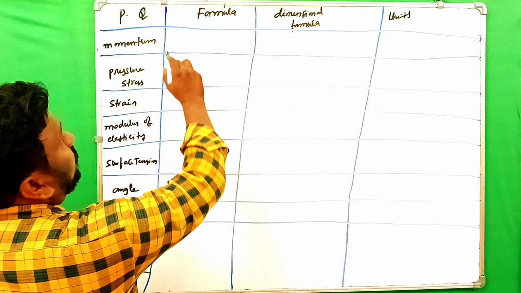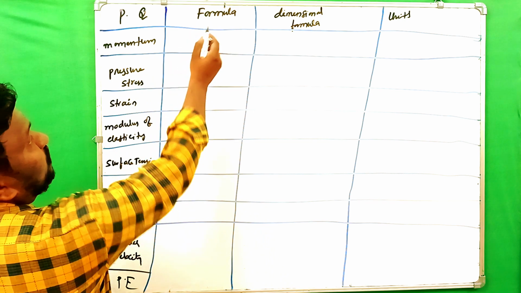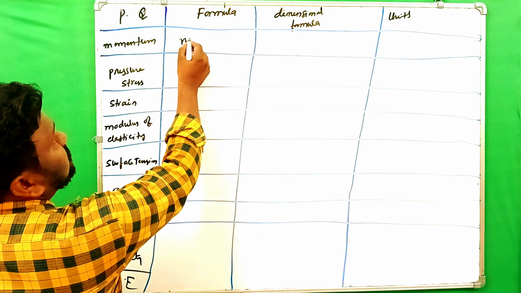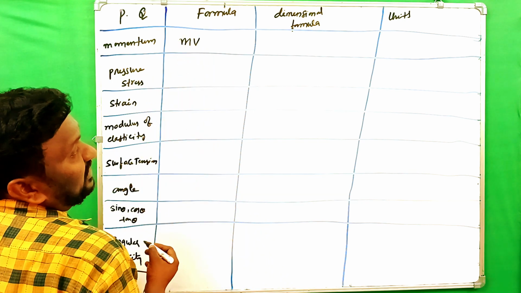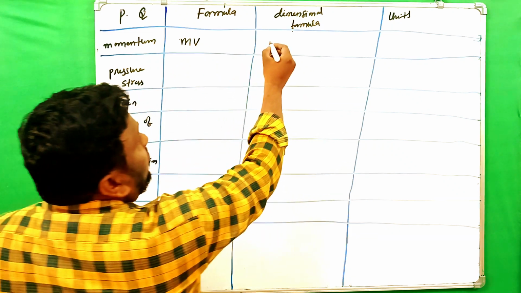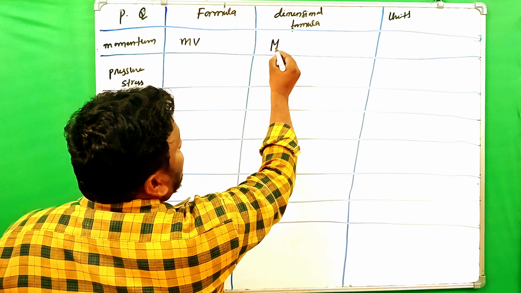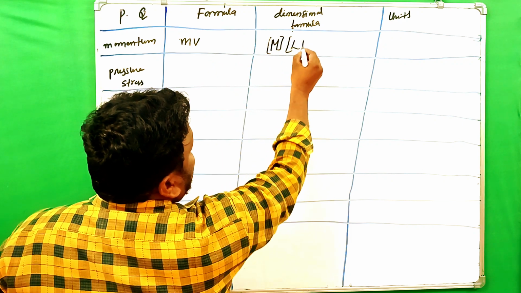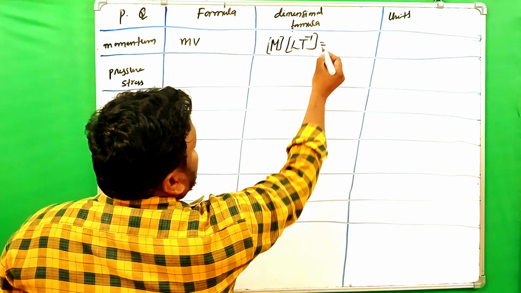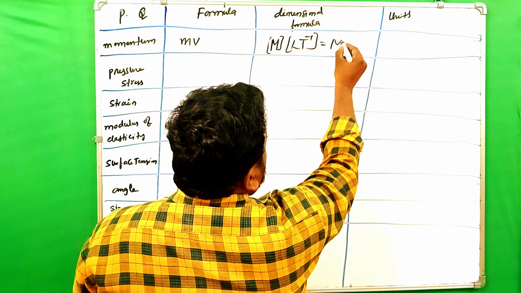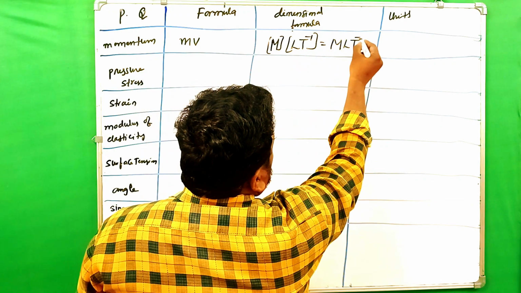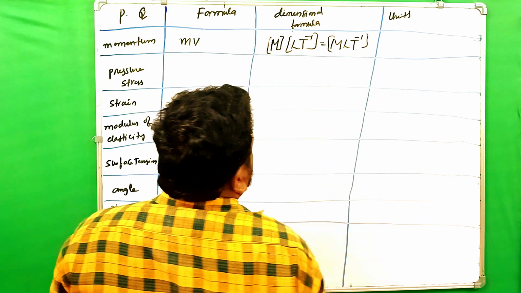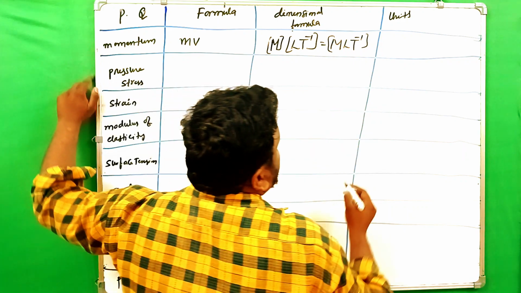Okay, look here. First thing is momentum. Momentum formula is mass into velocity. So mass dimension formula is what? Capital M. And for velocity, LT inverse 1, we discussed it earlier. So then the dimension formula becomes M L T inverse 1. So this is the momentum dimension formula.